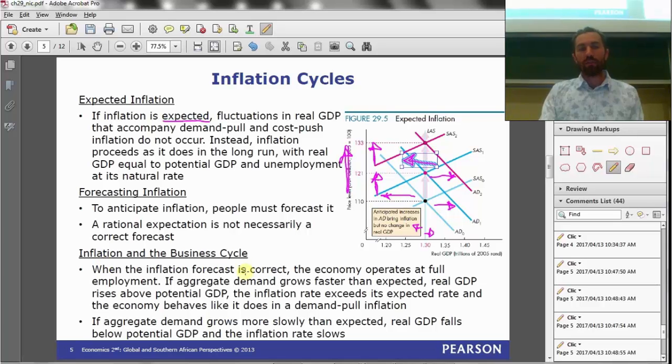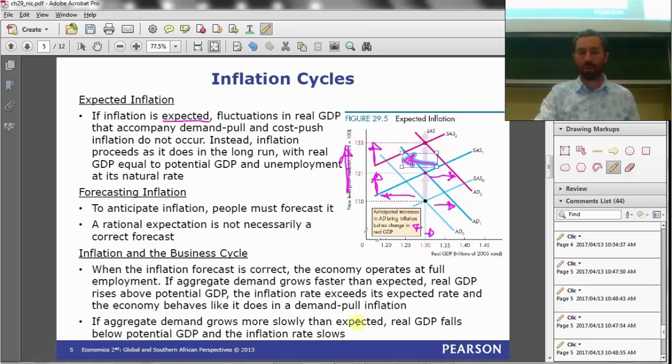When the inflation forecast is correct, the economy operates at full employment. If aggregate demand grows faster than expected, then real GDP will rise above potential GDP. If the inflation rate exceeds its expected rate, then the economy behaves like it does in a demand pull inflation situation. If aggregate demand grows more slowly than expected, then real GDP falls below potential GDP and the inflation rate slows.